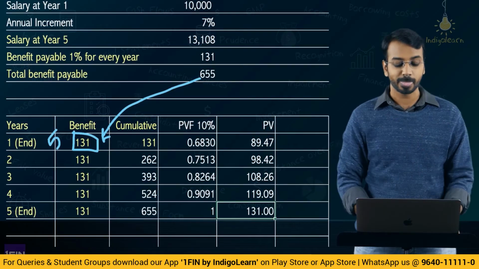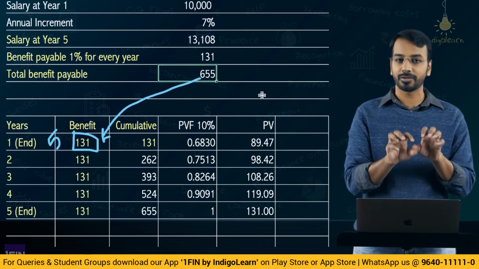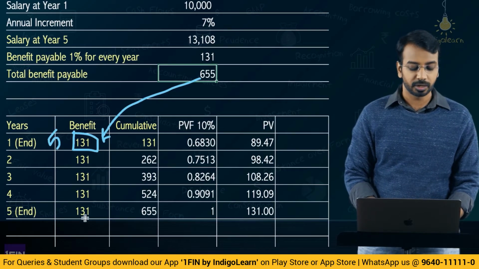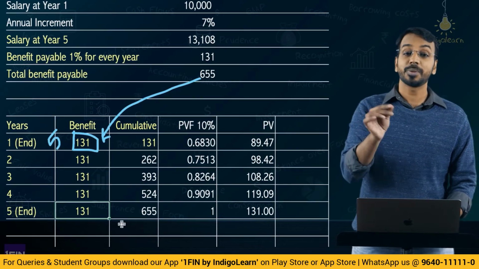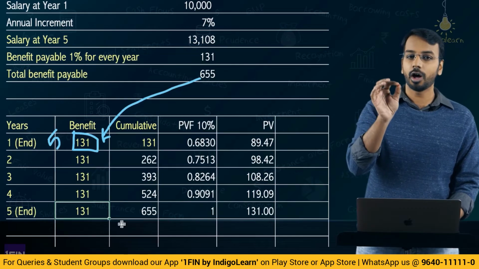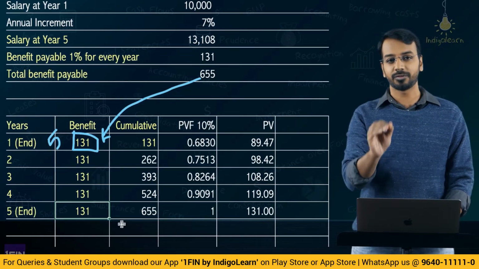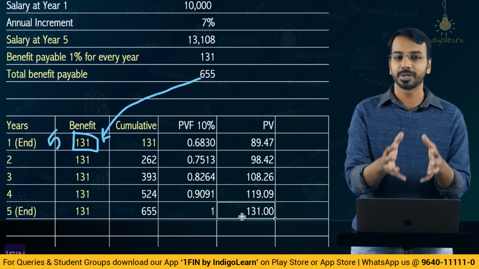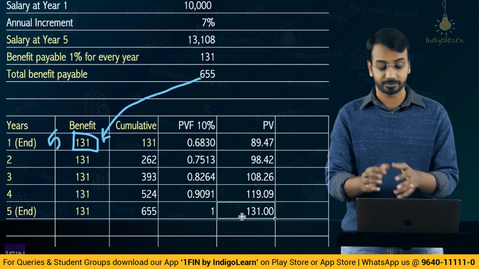Let me repeat once again. This 655 has 5 components or 5 years. Okay, each year represents 131. Now here something which is paid at the end of year 5, for calculating the value at the end of year 5, what will be the discount factor? It will be 1. So 131 represents the cost of year 5.